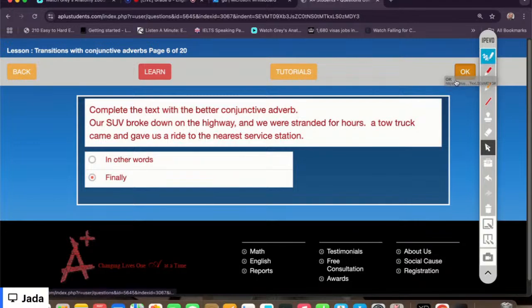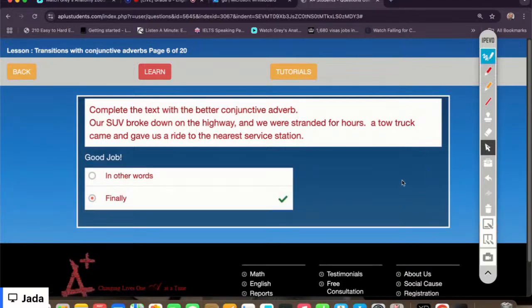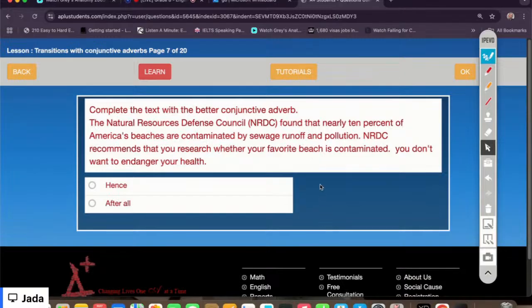So we have finally. Okay. So the Natural Resources Defense Council found that nearly 10% of America's beaches are contaminated by sewage runoff and pollution. NRDC recommends that you research whether your favorite beach is contaminated, so that you don't endanger your life. Hence or after all?